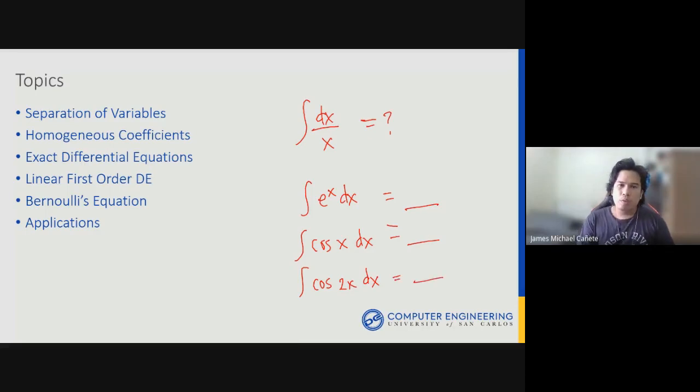Also, if you can practice, try to recall that technique. It's integration by parts.